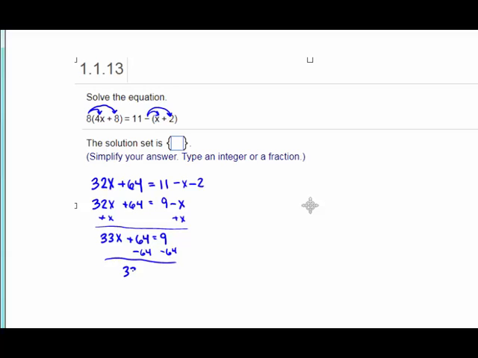So that's going to give me 33x. The 64 and the minus 64 is going to cancel. And 9 minus 64 is going to give me, and you can plug that in your calculator if you need to, 9 minus 64 is going to give me negative 55.